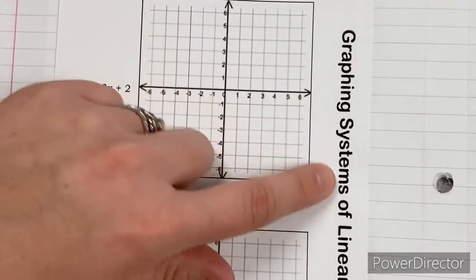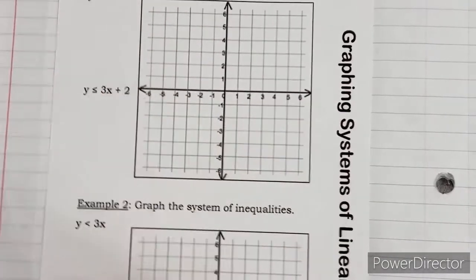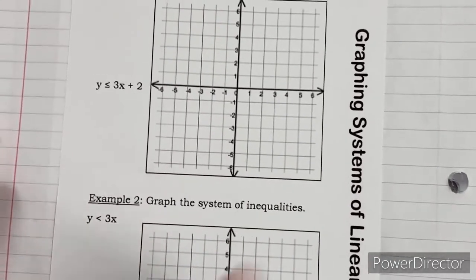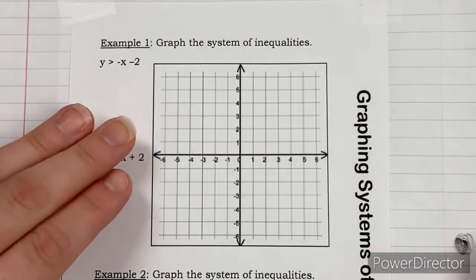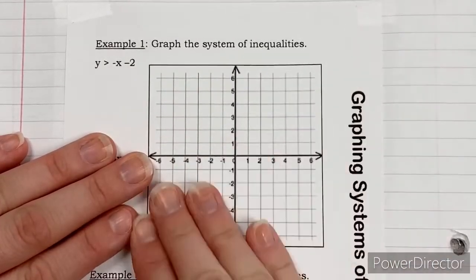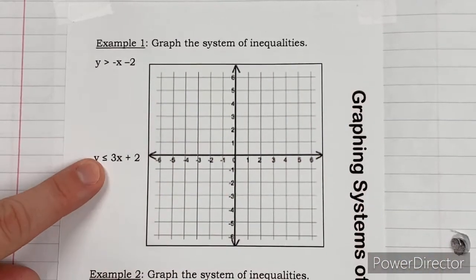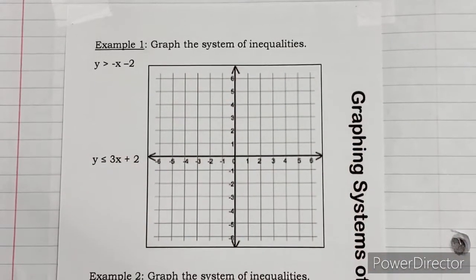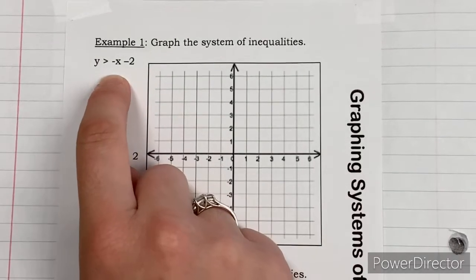Because remember, graphing systems just means that you have graphed 2 of them on the same graph. So you're going to not pay attention to this one, get this one graphed. So you're going to graph it, shade it, and then you're going to graph this one and then shade it, preferably with a different color so that you can see what I'm going to show you. So we're going to go ahead and graph this first one.